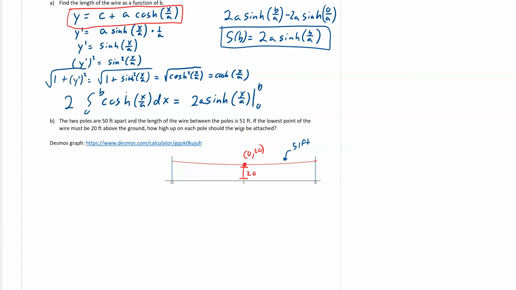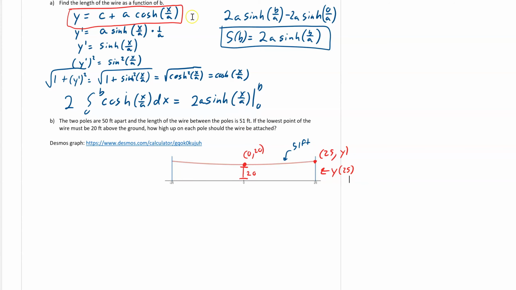Okay, so we want to know right here. So this is 25, comma, and then our y, right? So we're basically going to plug 25 into our y value, and it'll tell us how high up it is, right? But we need a function here, something that works. And our function here has a c and an a.